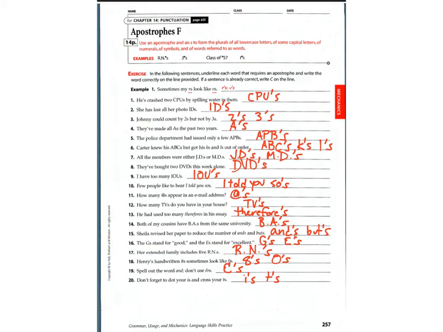What we want to get to now, this was the spelling homework that was due for Friday. All we had to do was make sure we use the apostrophe. When we use an abbreviation, a letter, a symbol, or a word that refers to itself, we just put an apostrophe and an S after it. So CPU's, ID's, 2's and 3's, A's. Most of these, if not all of them, are going to use an apostrophe and an S after them.